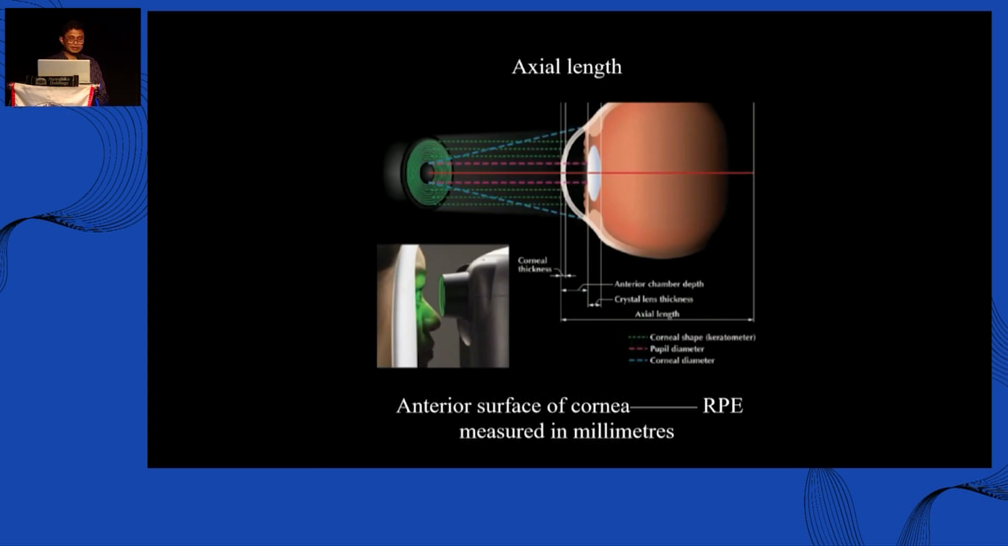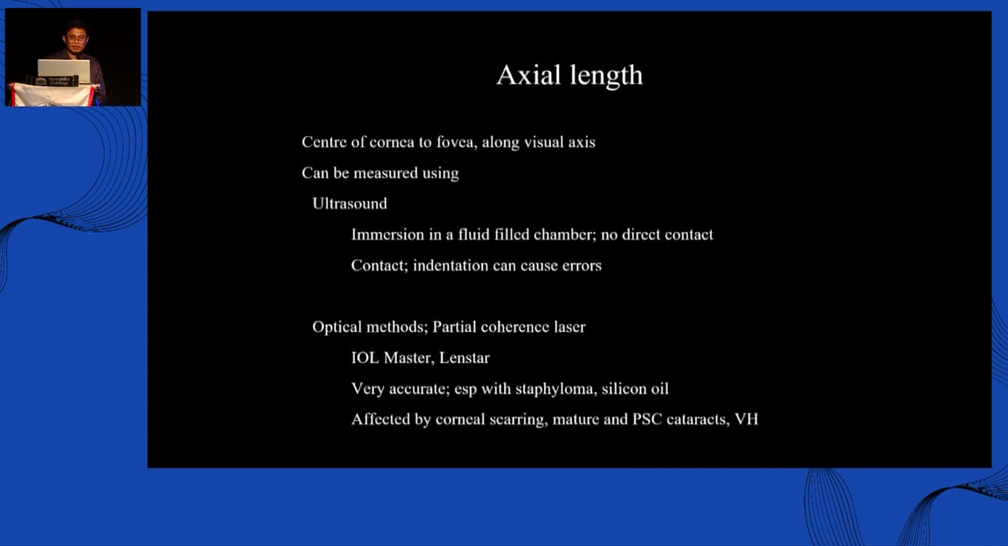And the axial length. So axial length is the anterior surface of the cornea to the RPE, and it is usually measured in millimeters. So you can measure by ultrasound via immersion technique. You put an immersion fluid into the eye, and then without direct contact you can do it, or you can contact and do it, but then you can cause indentation and can cause errors. It's always good to have immersion nowadays.